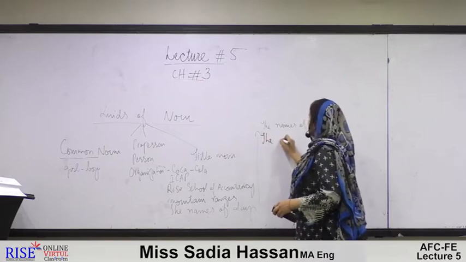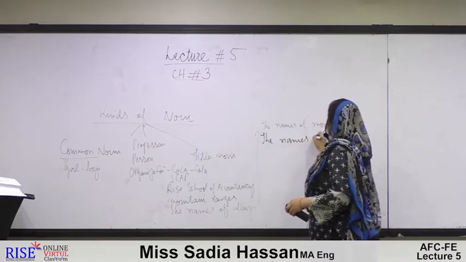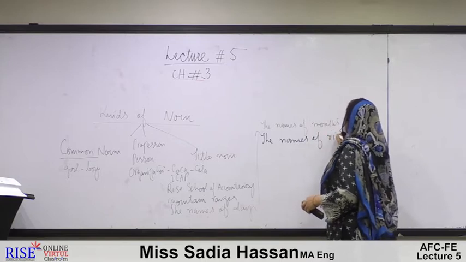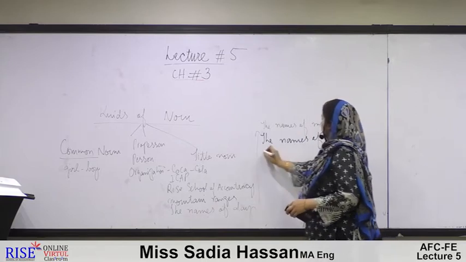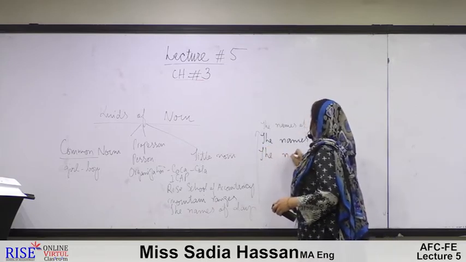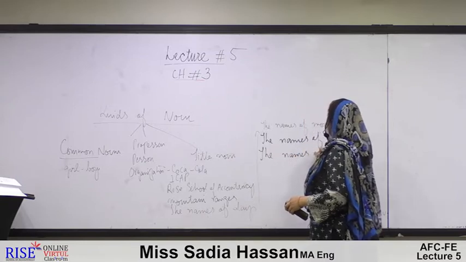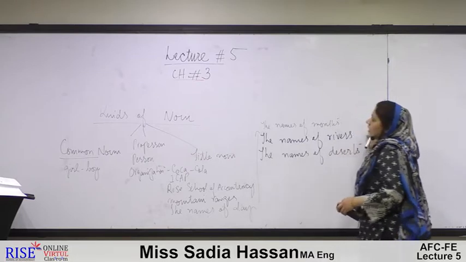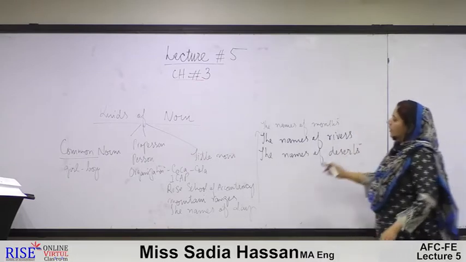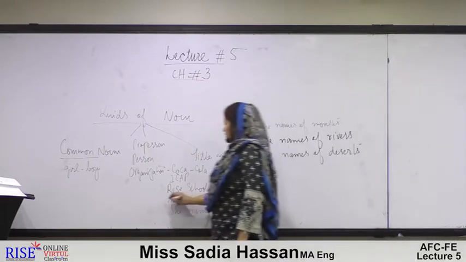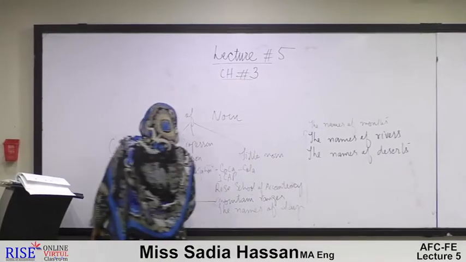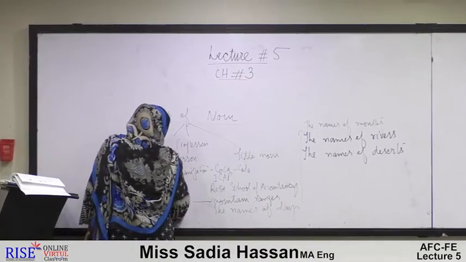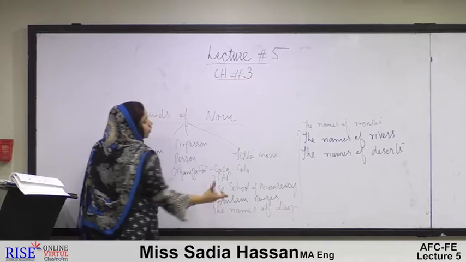The names of rivers. The names of deserts. They are called proper names. Mountain ranges, Mount Everest, okay? That is the proper name given to a mountain.